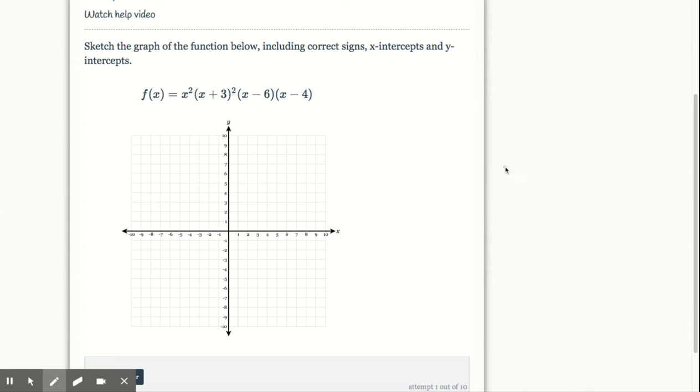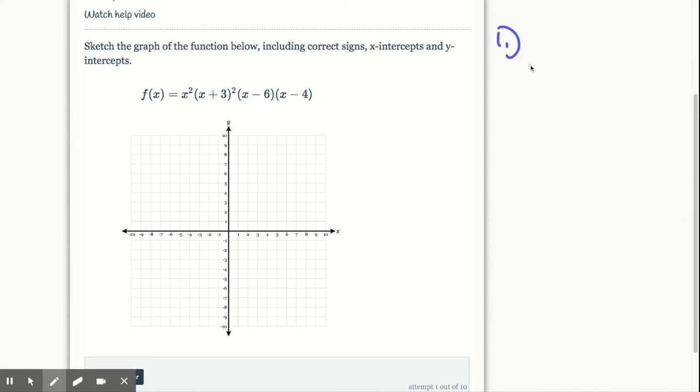I want to talk briefly about this last problem on your Delta Math assignment for this week. And really, it's nothing new based on the last few problems that I've made videos on. Really, it's just putting everything together and actually visualizing the graph based on the sign chart. So here's what you need to do to get full credit on this and to be able to move past this question. You're going to need three things.